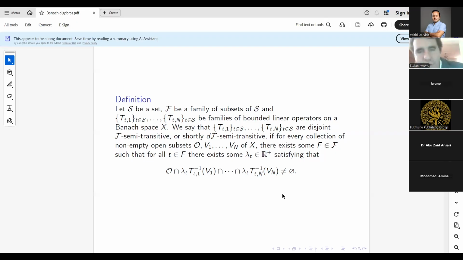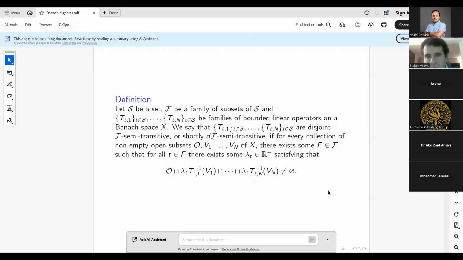Of course, I should have a brief digression. If we require lambda_t to be 1 for all t, then this definition reduces to something which people from linear dynamics can recognize as Furstenberg disjoint transitivity. So this is supposed to extend the notion of disjoint Furstenberg transitivity and to generalize the notion of disjoint supercyclicity. Disjoint Furstenberg transitivity generalizes the notion of disjoint hypercyclicity, and this notion is supposed to generalize disjoint supercyclicity.